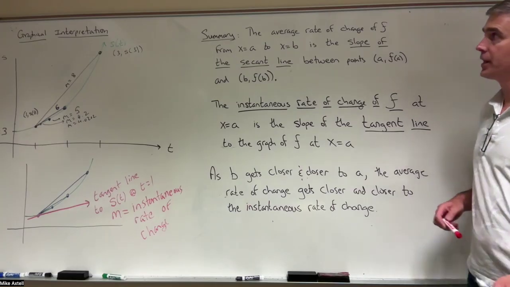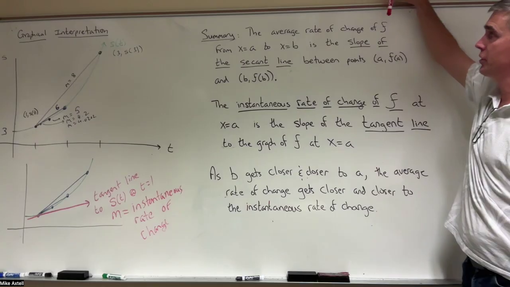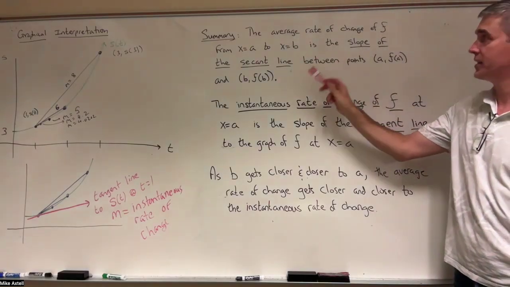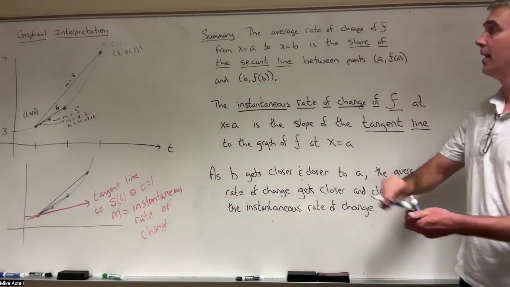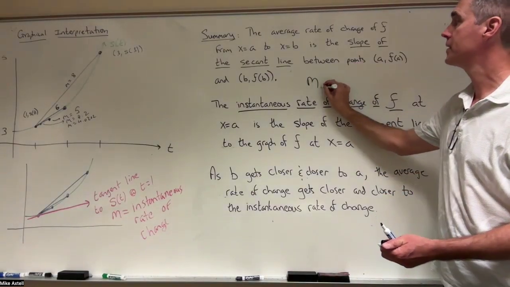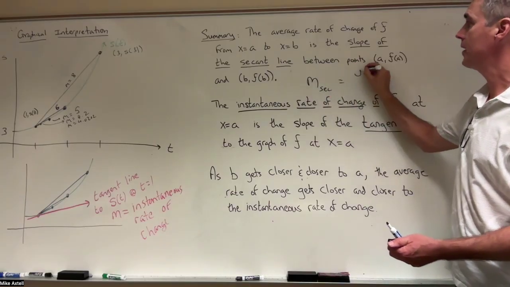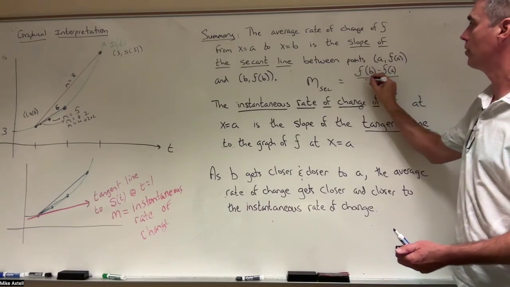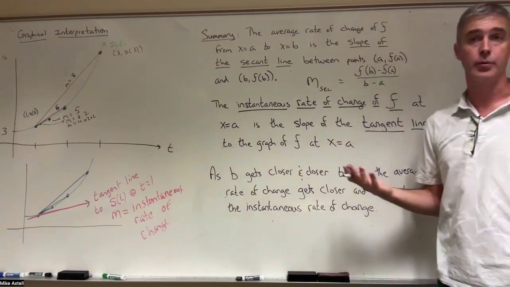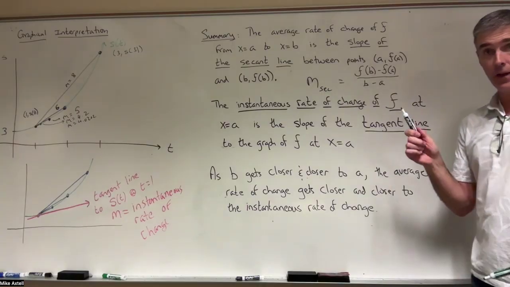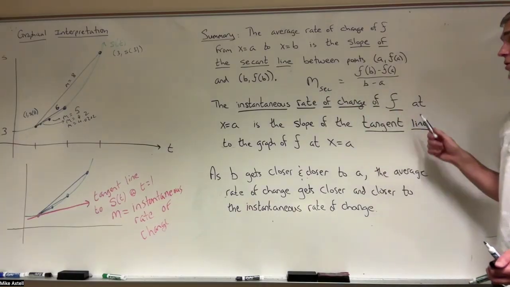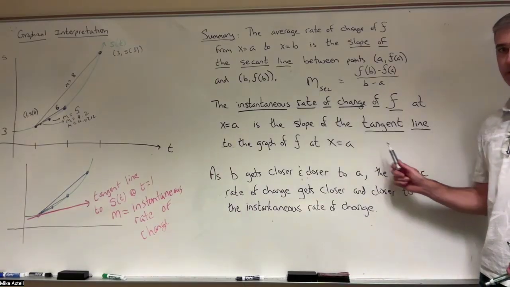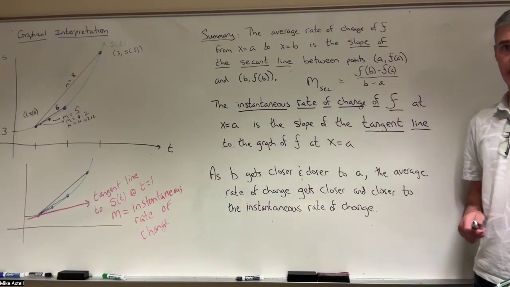So in summary, the average rate of change of a function from x equals a to x equals b is the slope of the secant line between the 2 points. And that slope, m sec, let's call it, is f of b minus f of a all over b minus a. It's rise over run between 2 points, right? Then the instantaneous rate of change of f at x equals a is the slope of the tangent line to the graph of f at x equals a.